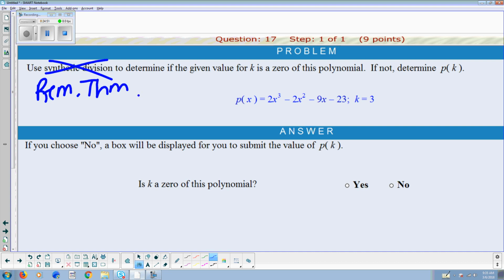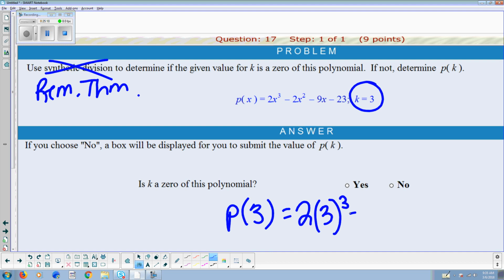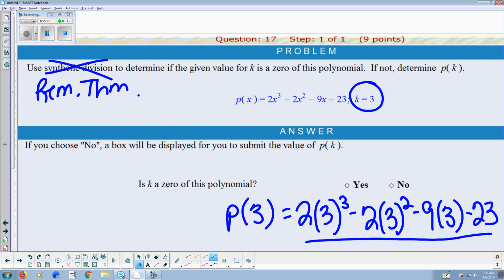I love the remainder theorem because if you've got this as a potential 0, you can say, if this is a 0, I'm going to substitute k in and it'll give me 0. If it's not a 0, then it's going to tell me what the remainder would be if I divide by it. So is k a 0? Here's how I'm going to do this. I'm going to find p of 3. So it'd be 2 times 3 cubed minus 2 times 3 squared minus 9 times 3 minus 23. And then I can input that line into a calculator and find out what that equals.